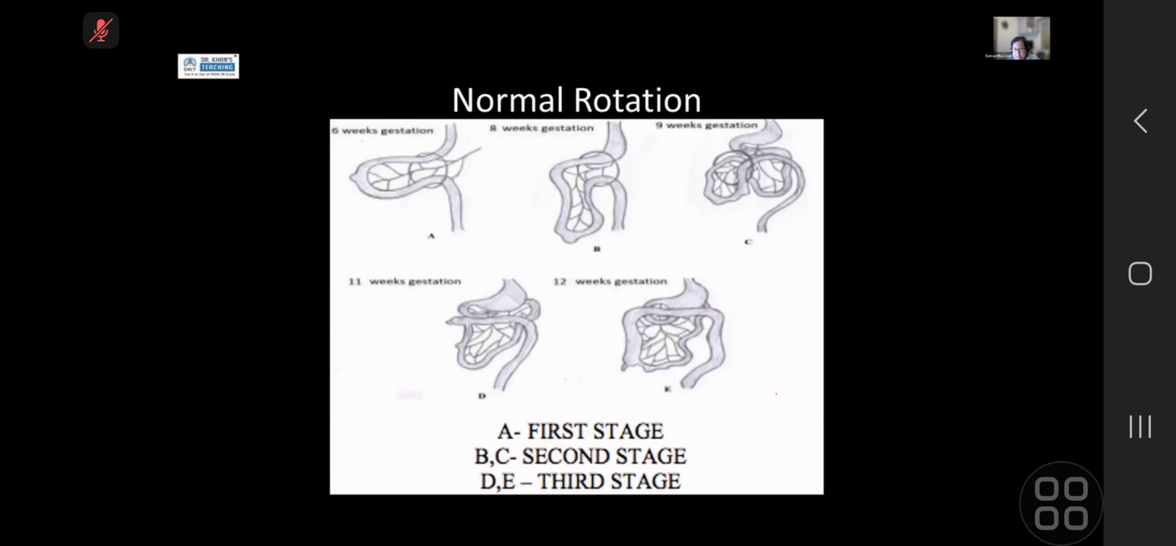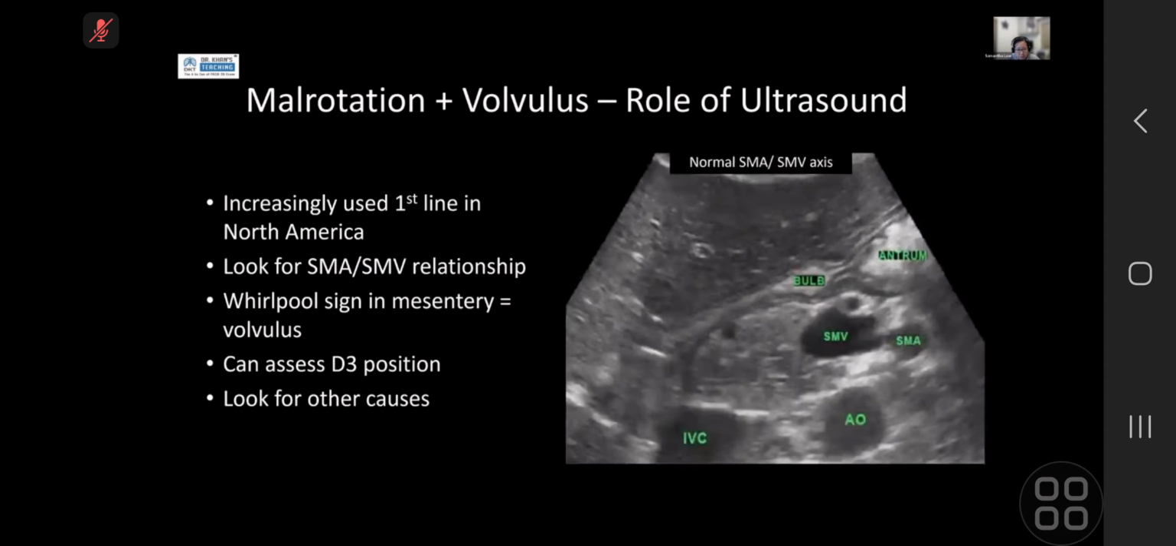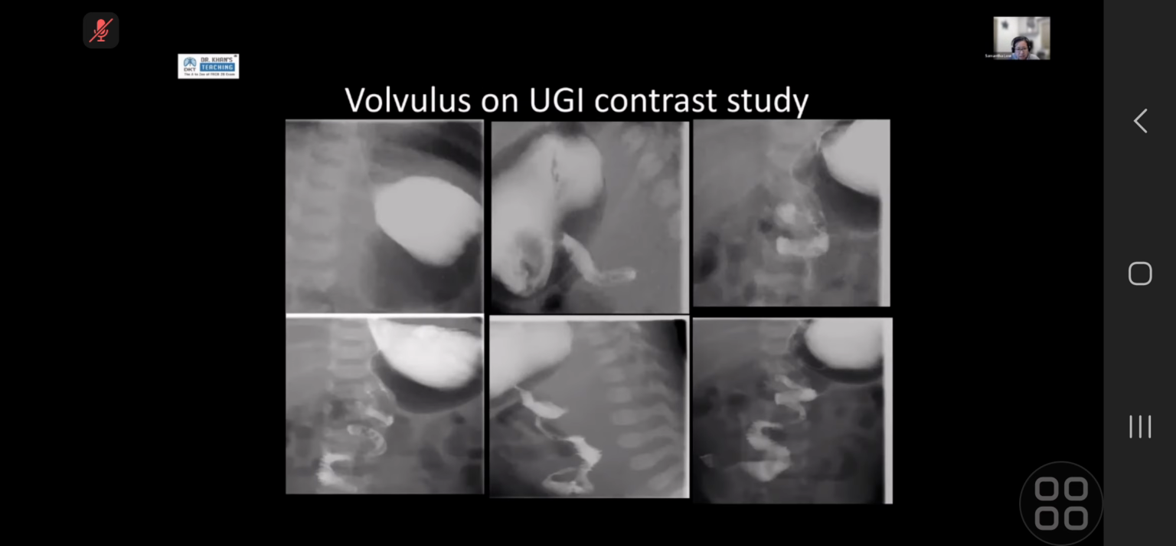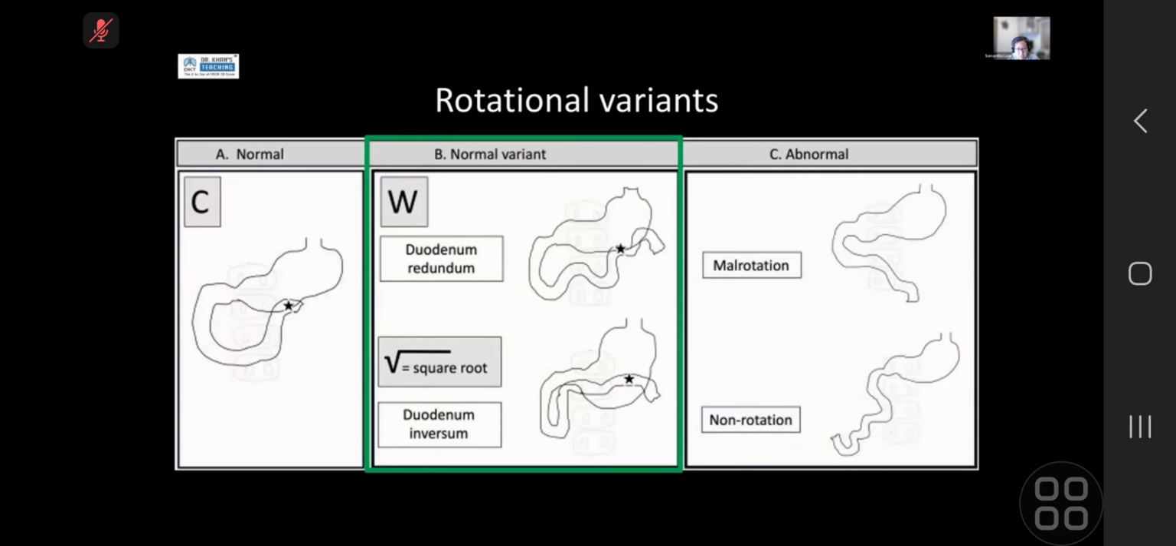Do non-rotation and malrotation look the same on the upper GI study? No, it's a good question, but I don't think they should. I never thought about that, but I think I had a picture to show it. To be fair, I've never been asked whether non-rotation and malrotation look the same.